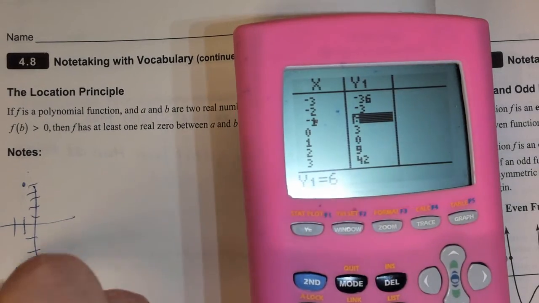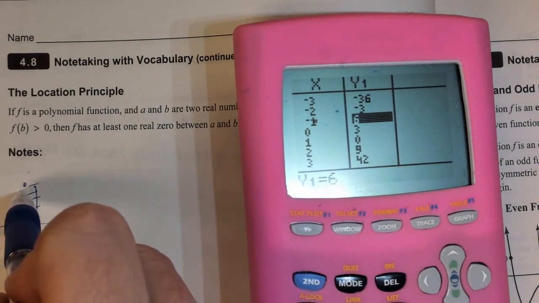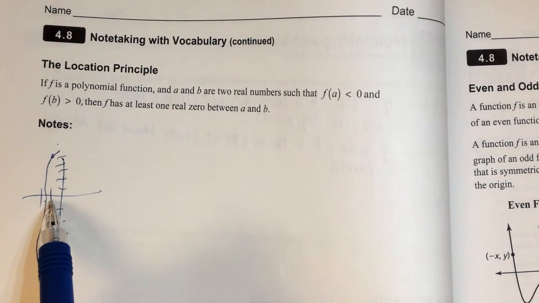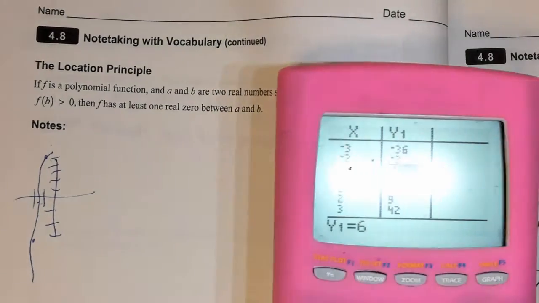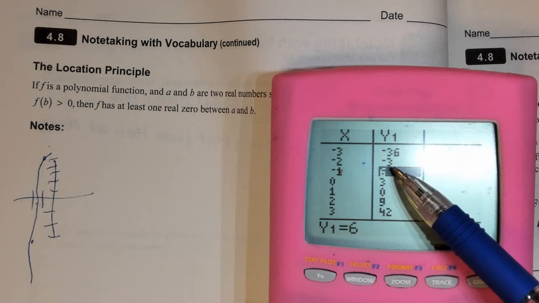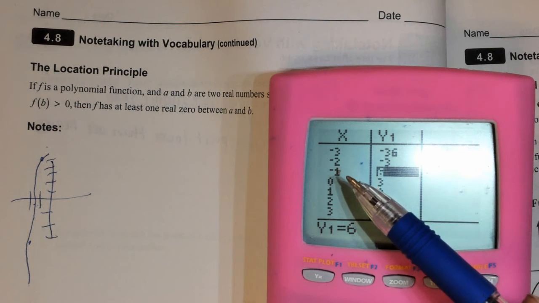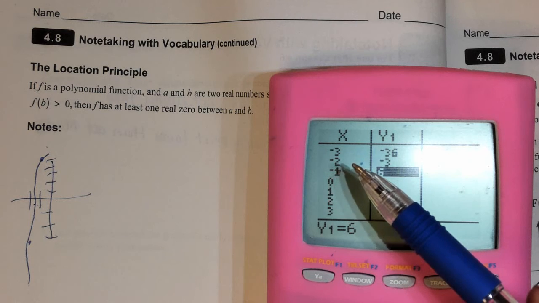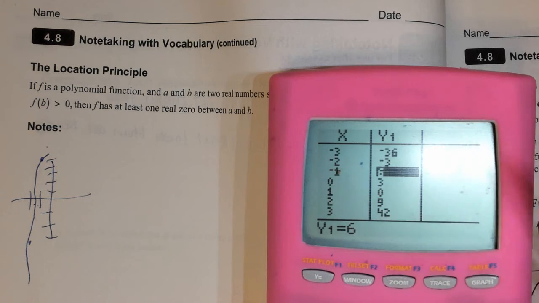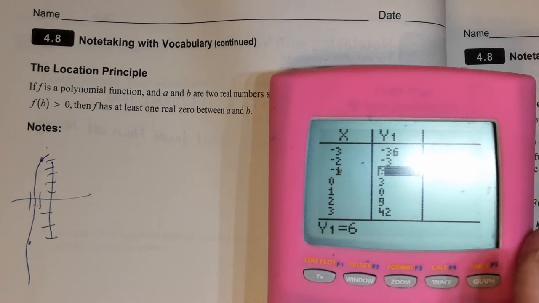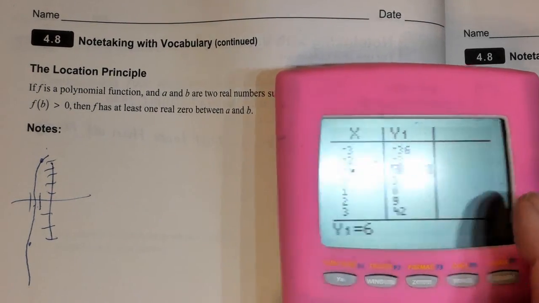Look, we got this, then it has to come up like that. Do you see how we crossed the x-axis right there? So in between here and here, we have to pass through 0. So in between -2 and -1, there would have to be a solution there. There would have to be an x-intercept. There would have to be a 0. All of those things mean the same thing.